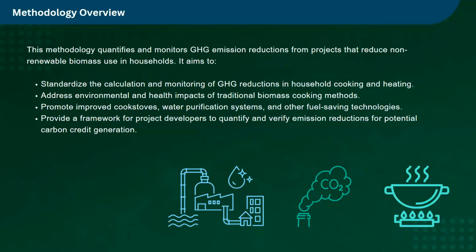Now, to give an overview, this standardizes the calculation and monitoring of greenhouse gas reductions, especially for household cooking and heating. More importantly, it provides a framework for the carbon offset project developer to quantify and verify emission reductions for potential carbon credit generation. Anybody who deals with biomass cooking projects, household cooking projects, has to go through this methodology and follow this standard, and that would then get them the carbon credits they are looking for once it is validated by the validators or the auditors.